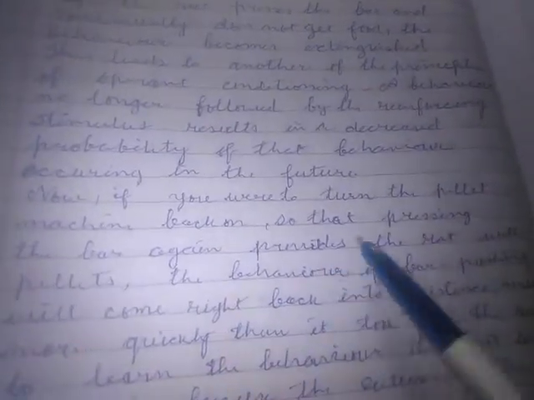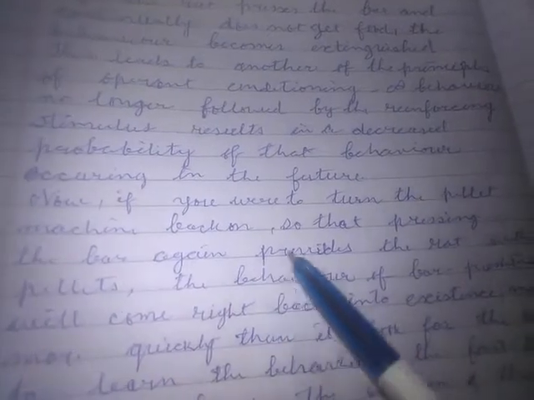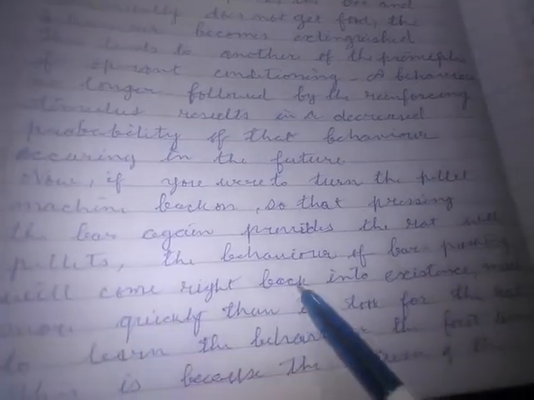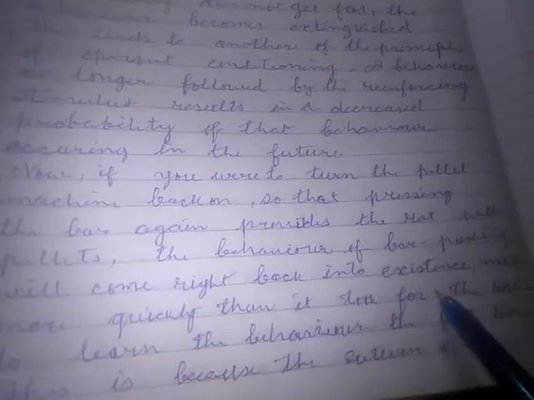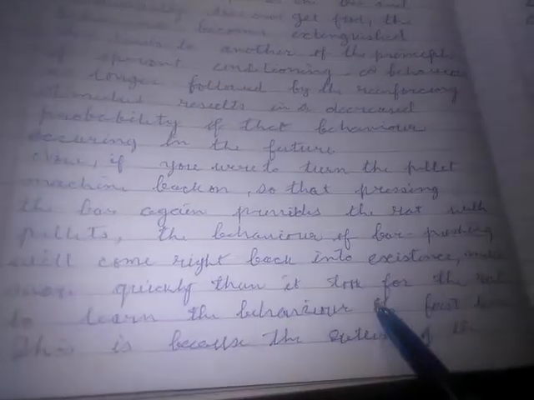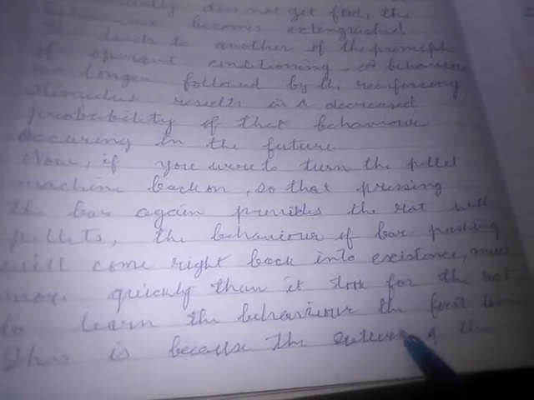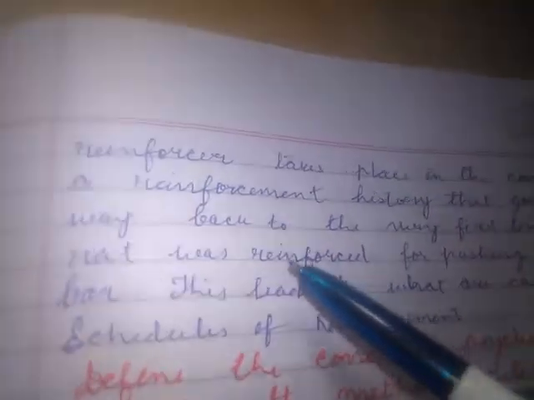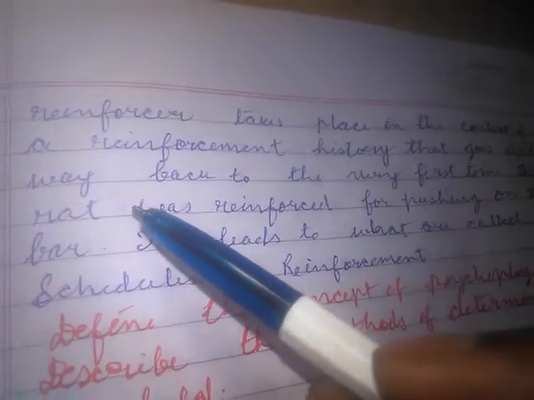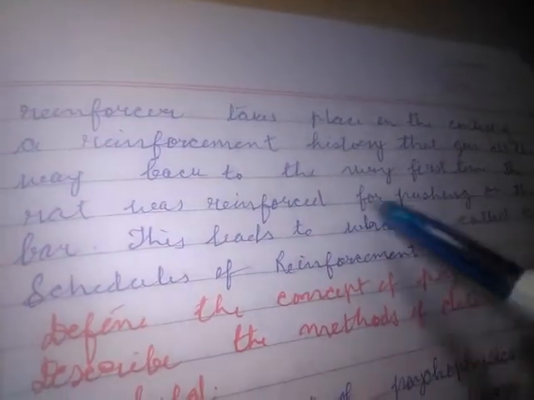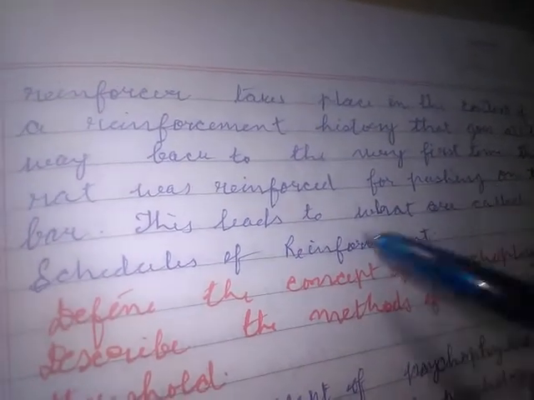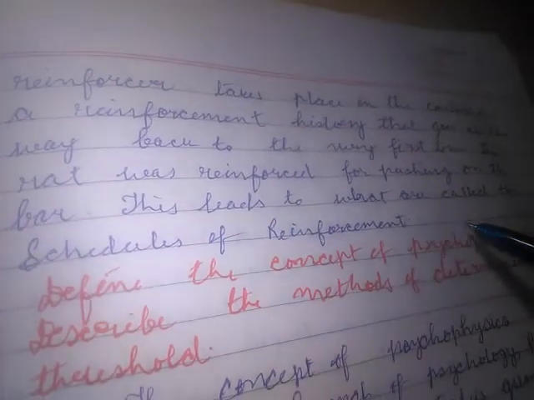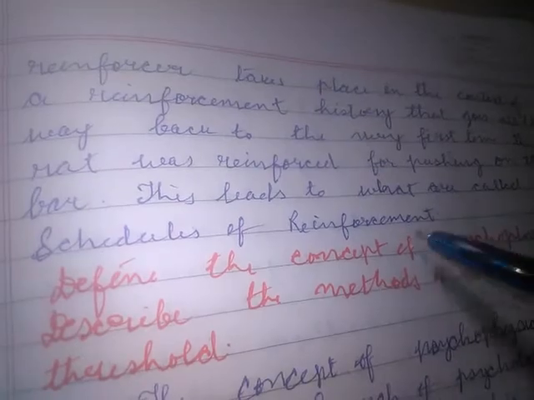Now, if you were to turn the pellet machine back on so that pressing the bar again provides the rat with a pellet, the behavior of bar pushing will come right back into existence much more quickly than it took for the rat to learn the behavior the first time. This is because the return of the reinforcers takes place in the context of a reinforcement history that goes all the way back to the very first time the rat was reinforced for pushing on the bar. This leads to what are called the schedules of reinforcement.